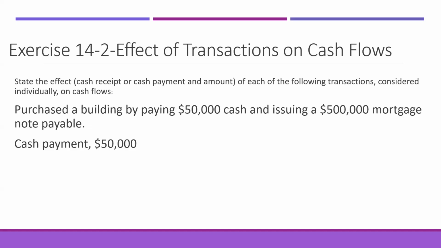Purchased a building by paying $50,000 in cash and issuing a $500,000 mortgage. That's going to show up as a cash payment of $50,000 in the investing section. And as sort of the footnotes, in the non-cash activities section, we're going to see the $500,000 mortgage appear. So we're not pulling one over on the investors just because cash technically did not change hands.